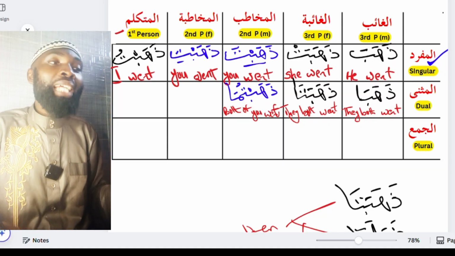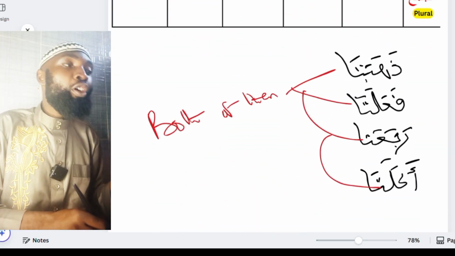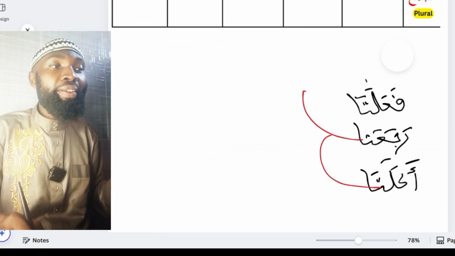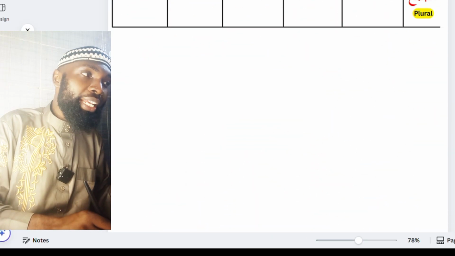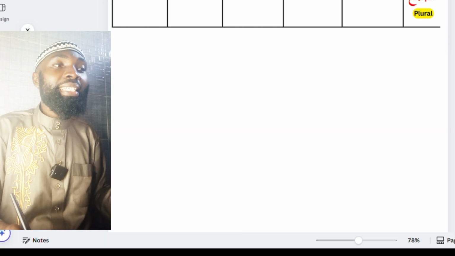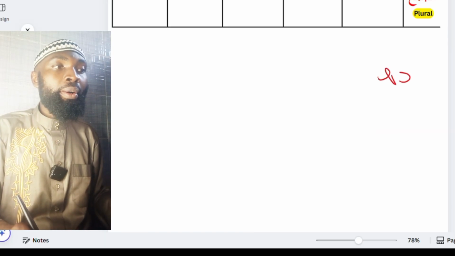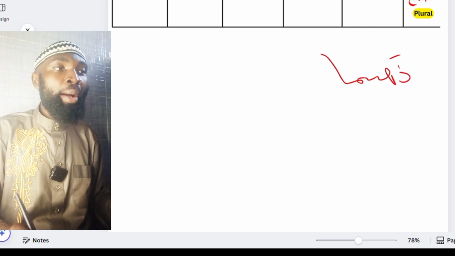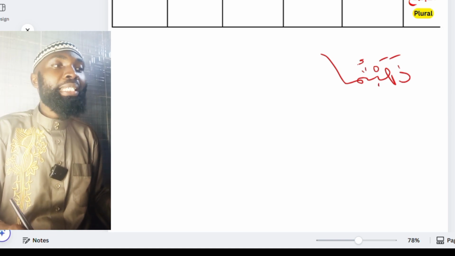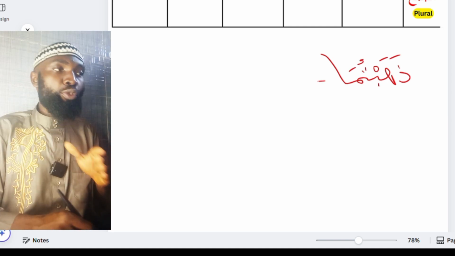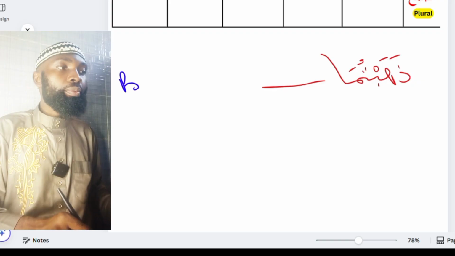That's very easy. Assuming we also want to form this into other different verbs, the same way we have been doing, it is so easy. Since the word is dhahabtuma, which means both of you went. Dhahabtuma means what? Both of you went.